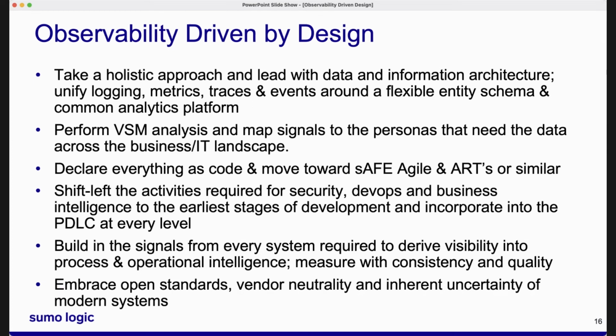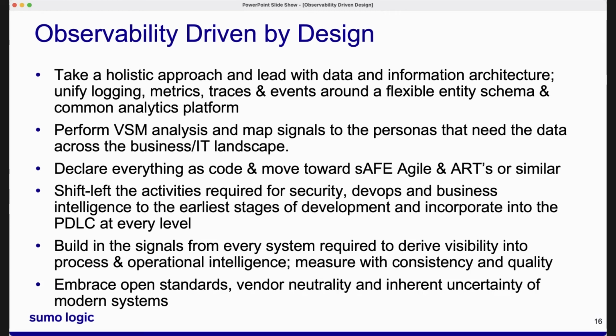You need to perform VSM or the flow analysis and map signals to the personas that need data across the organization. Declare that as code. Move forward with something like SAFe Agile or Agile Release Trains or something similar to speed your time through the pipeline. Shift left all those activities that are required for security, development, business intelligence, to the earliest stages of the product development lifecycle. Build in the signals from every system that are required to really derive visibility into process and operational intelligence. And lastly, embrace open standards.